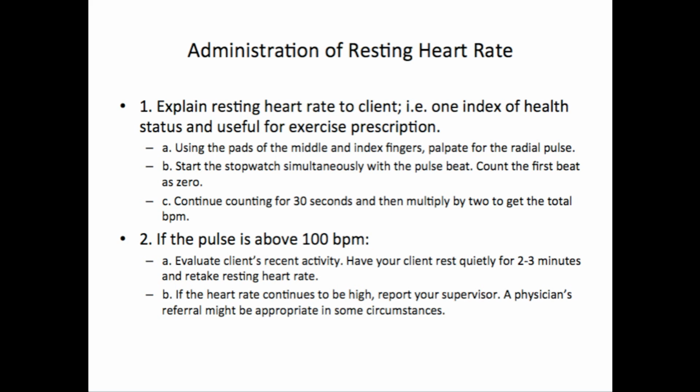Using the pad of the middle and index fingers, palpate for the radial pulse. Start the stopwatch on a beat. The following beat is your first count. Continue counting for 30 seconds and then multiply by 2, resulting in a 60-second count to get the total beats per minute. The typical resting pulse rate in adults is between 60 and 80 beats per minute.